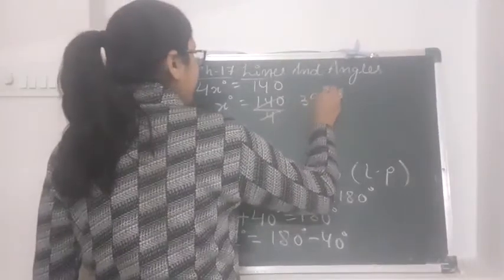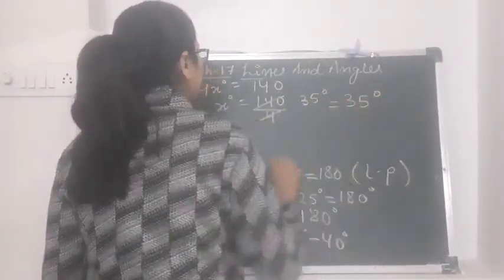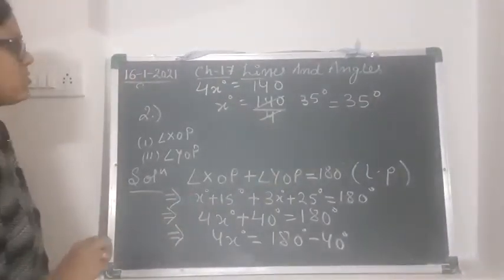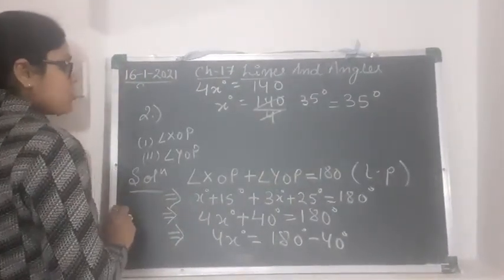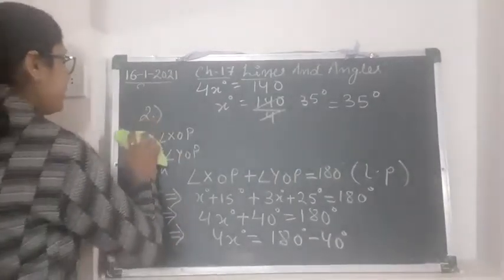Therefore x degrees is equal to 140 upon 4. 4 3s are 12, 13, 14, 4 5s are 20. So x is equal to 35 degrees. I got x is equal to 35 degrees. So now what will be the value of angle XOP? Let us find it out.